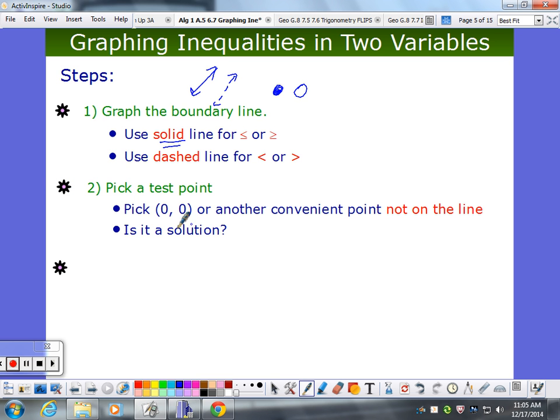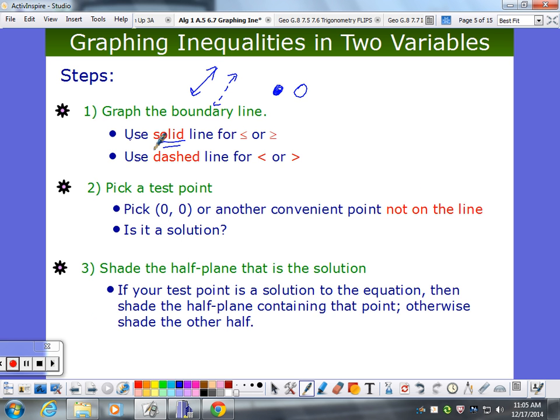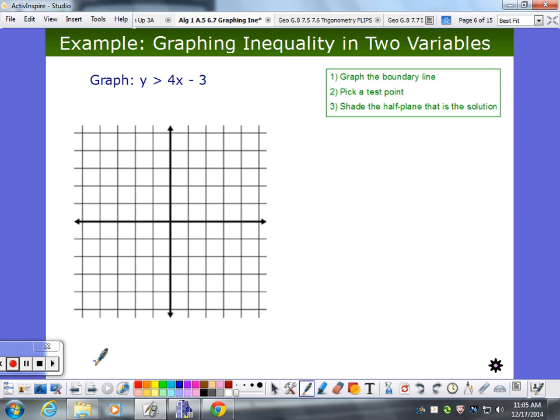You're going to graph that line. You pick a test point that's not on the line, and then we're going to shade. So this is impossible to just read about. Let's do it, okay? On the bottom left, see this example? Everybody's writing this down. y bigger than 4x minus 3. So you're going to graph the boundary line. How do you graph this? You pretend it's an equal at first.